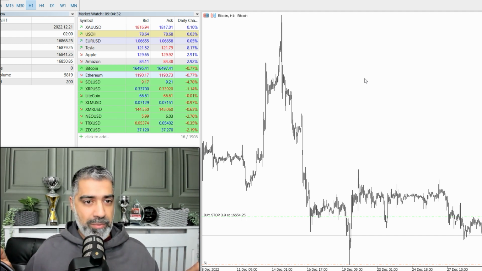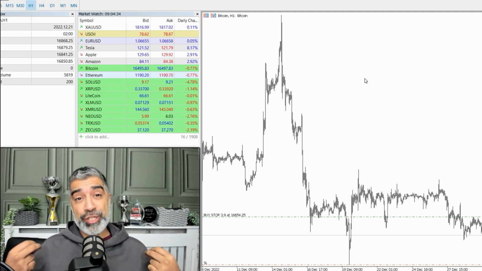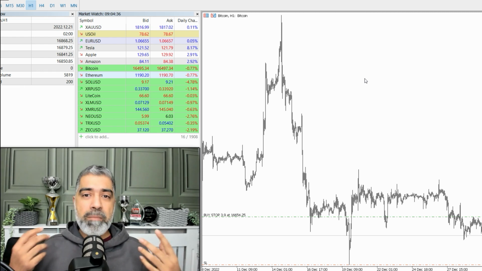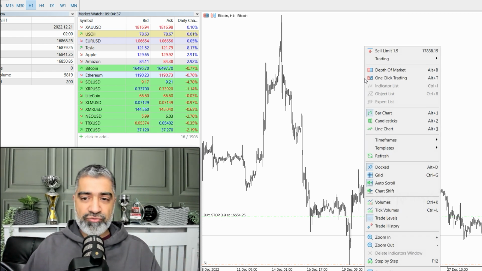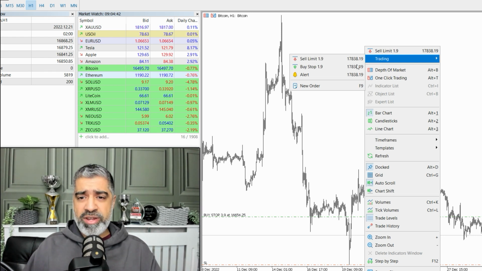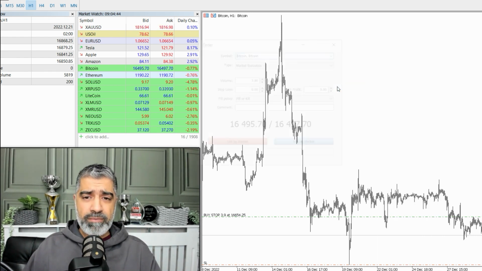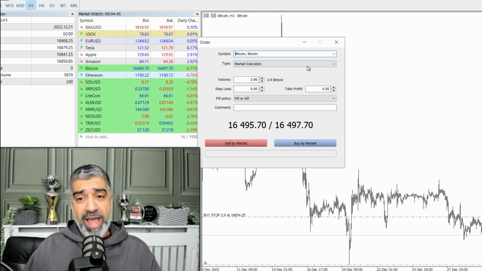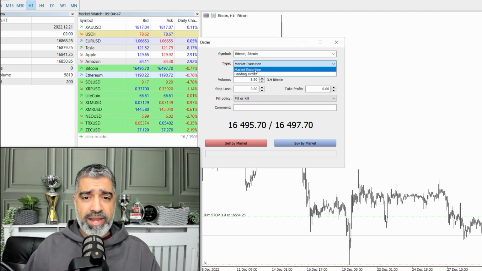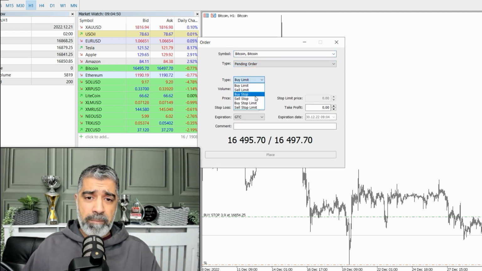And again, it's really important. Everything in life is difficult before it's easy. And placing your first stop loss is difficult before it's easy. So here you'll just right click on the screen. I'm on Bitcoin on a 1 hour chart. I'll click trading, new order. And the way MT5 works is I like to use pending orders, buy stop to go long.